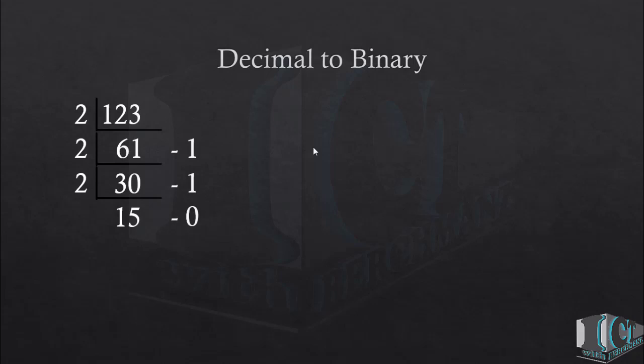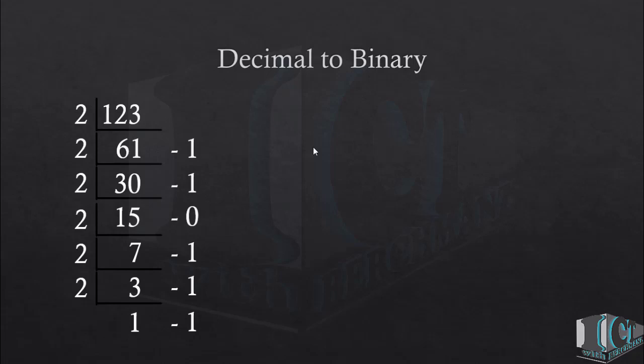Then 15 is still larger than 2, so I can divide it further. When I divide 15 by 2, I am getting 7. 7 into 2 is 14. Again I have a remainder 1. 7 is larger, it can be divided by 2 again. I am getting the value 3. So 2 into 3 is 6. Again I have a remainder of 1. 3 is larger than 2, so again I can divide this by 2, which will give me 1. 1 into 2 is 2, the remainder will be 1.